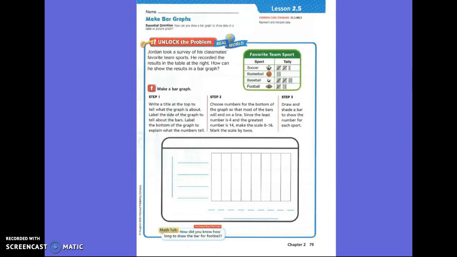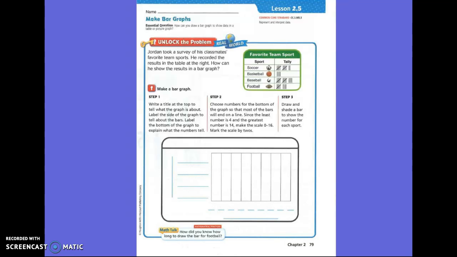Okay, so you have the favorite team sports tally table up there, right? You're using that information from the tally table and putting it in the bar graph. Now, we are going to make this bar graph by following the directions. And then you will probably have to make your own bar graphs on the show and share and on your own, and on your homework. So let's make sure you understand what you're doing.